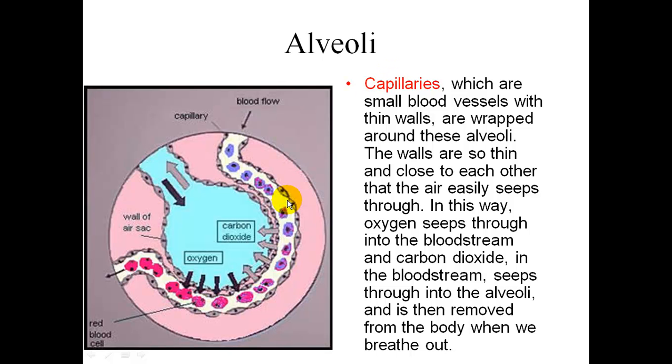Within the alveoli, there are capillaries, which are small blood vessels, and they're wrapped around the alveoli. The walls are so thin and close to each other that the air can just diffuse right through. So oxygen is diffusing in, carbon dioxide is diffusing out, and then is removed from the body as we breathe out.